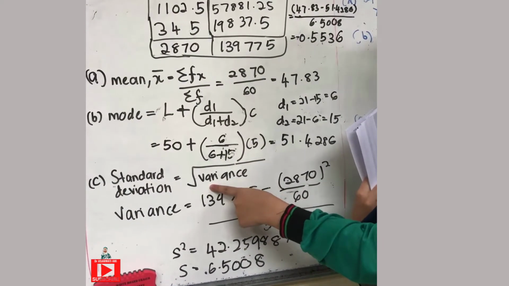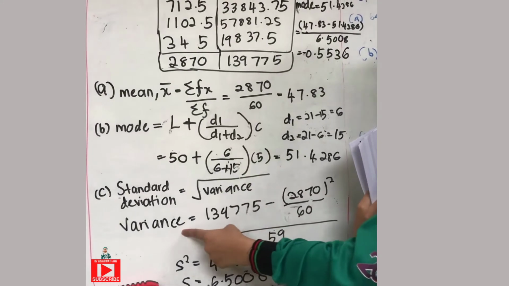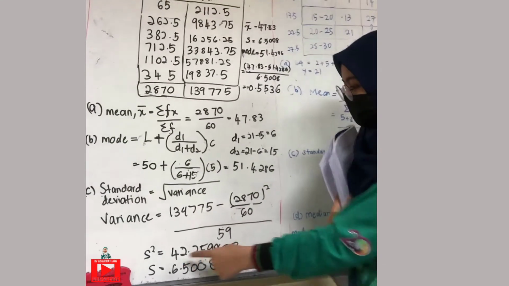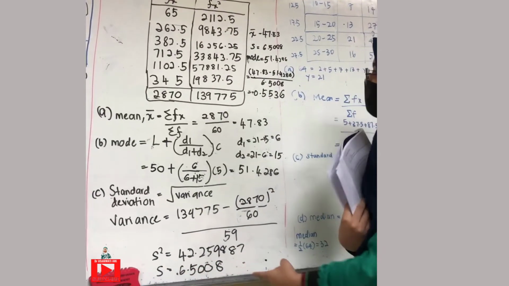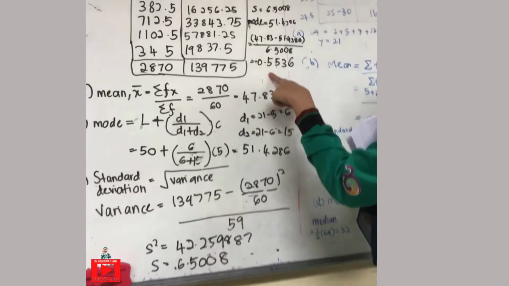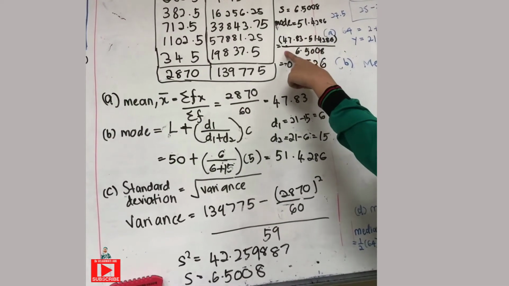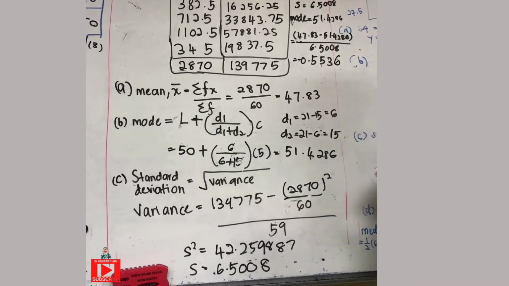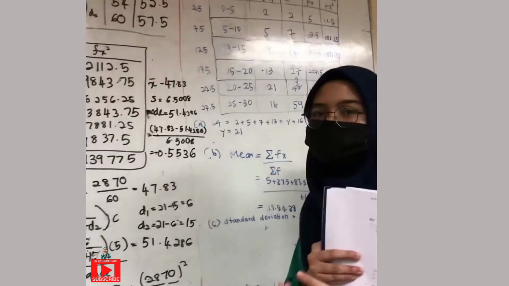For question C, we have to find the standard deviation. So this is the formula, the square root of the variance. So first we find the variance. Just substitute into the formula and then we will get this value. Then after that, we need to find the Pearson coefficient. Just substitute into the formula, and when we get the negative value, we can conclude that the distribution is negatively skewed.